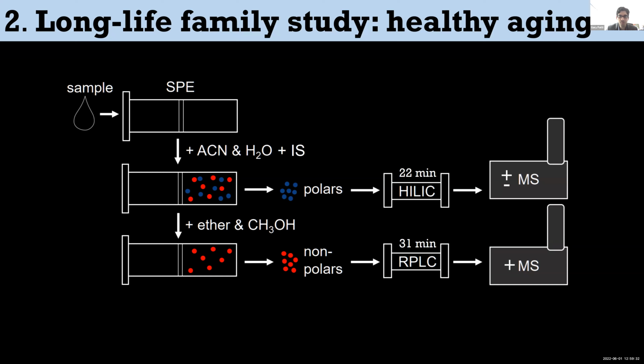We analyze the polars using a 22-minute HILIC method. We analyze those in positive and negative mode using a 6545 Agilent QTOF. We analyze the non-polars using a 31 method, HSS-T3, C18 Waters method, and positive mode on the 6545 Agilent QTOF.